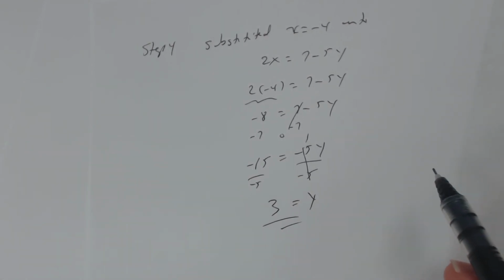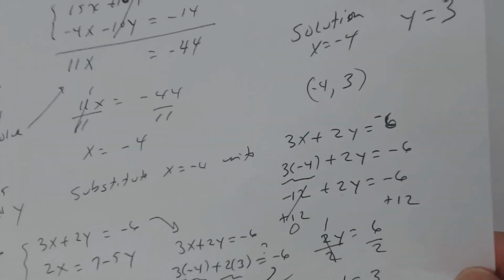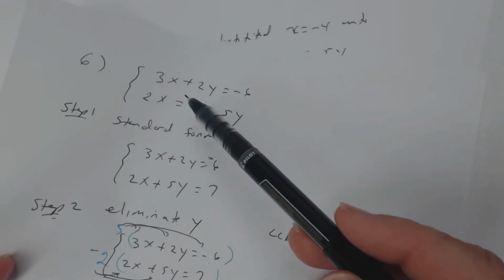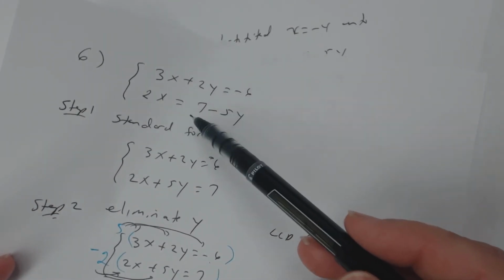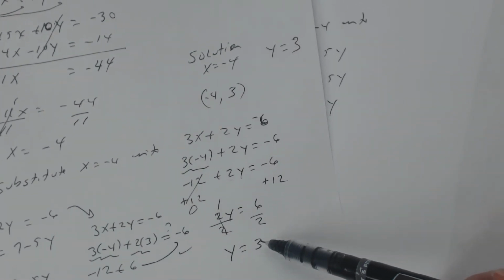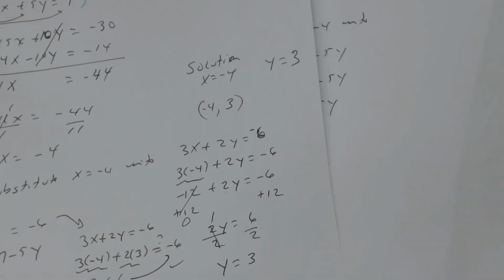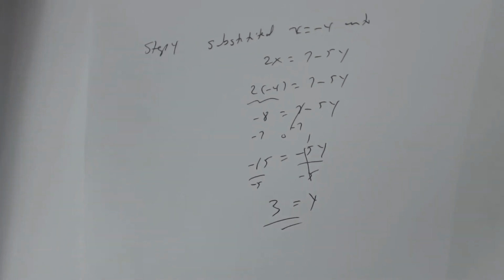So again, it did not matter. The whole point here is just to show you it did not matter for step 5. When you substitute, it does not matter which equation you use. You'll still get the same value for the variable. In this case, the variable y was equal to 3. Okay, let's do one more with this. So let's say number 7.